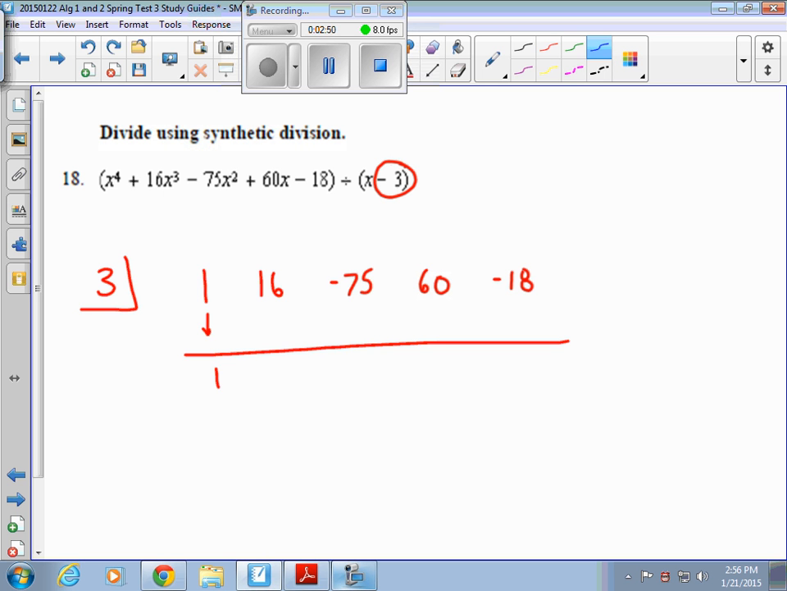Multiply 1 times what's in your box, 3, and that's going to be your new value, 3. Combine 16 and 3, and you get 19. Multiplying 19 times 3, we know that if we multiply 20 times 3, we'll get 60. And then if we subtract 3 from that, we'll get 57. So 19 times 3 is going to be 57. Let me grab a different color. 57.